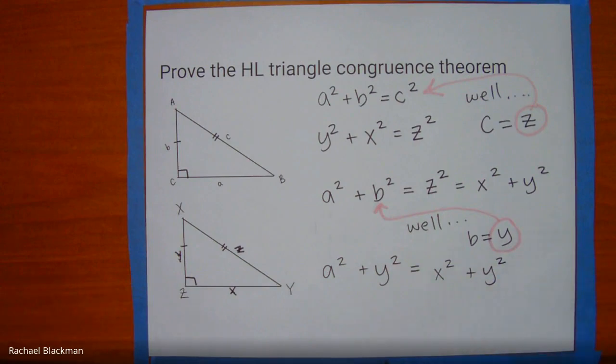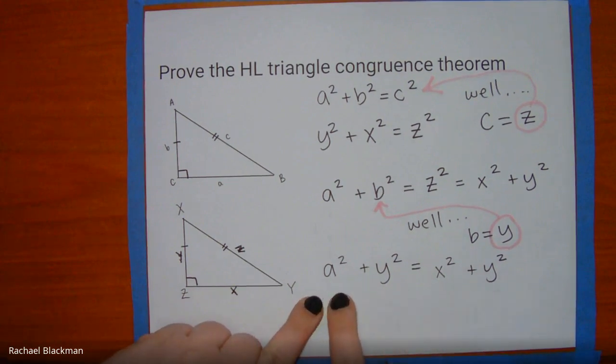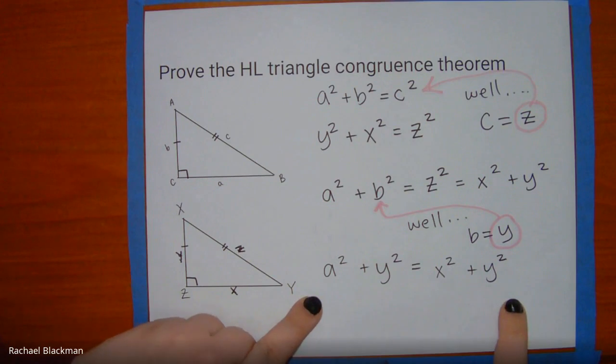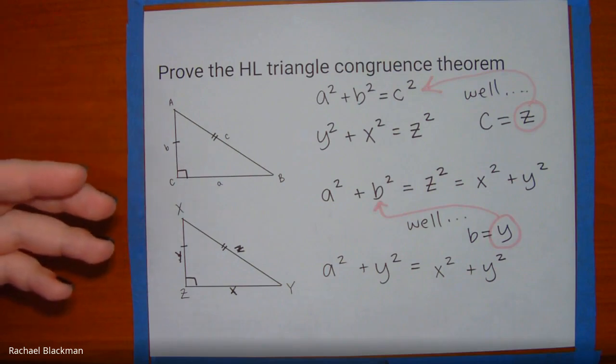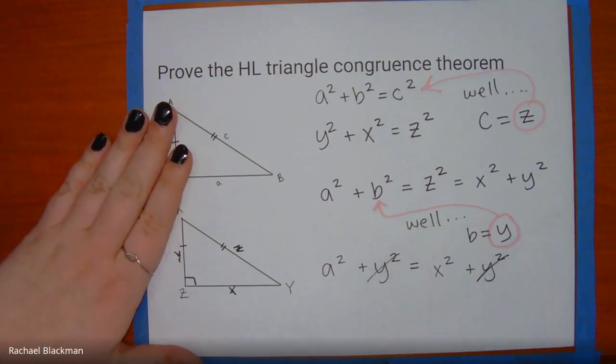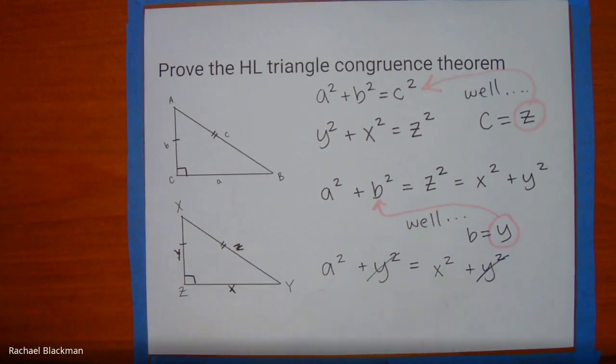We're getting somewhere. It may not look like it, but we're getting somewhere. Okay. Now, looking right here at this equation, is there anything that you can cancel? Anything that's the same on both sides? Yeah, the y squared. Good. It's the same on both sides, right? It's going to cancel. You could subtract y squared from both sides. They're just going to cancel each other out. All right. So that leaves us with a squared equals x squared. That's a true statement, right?